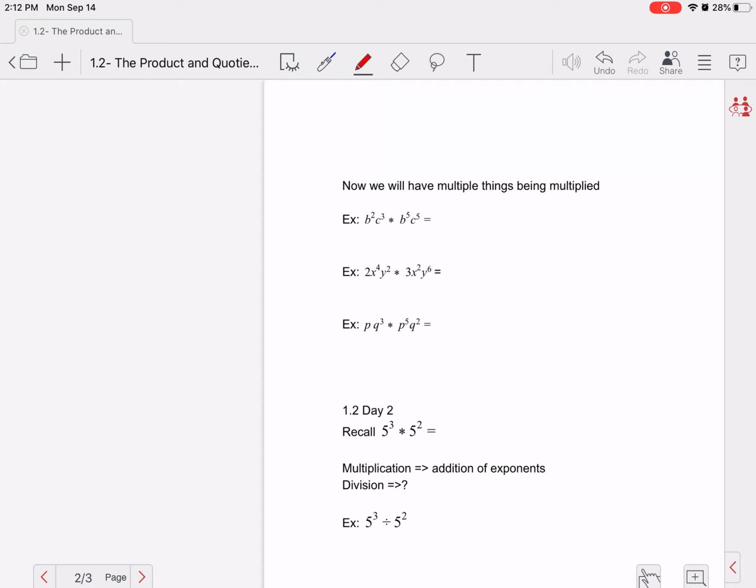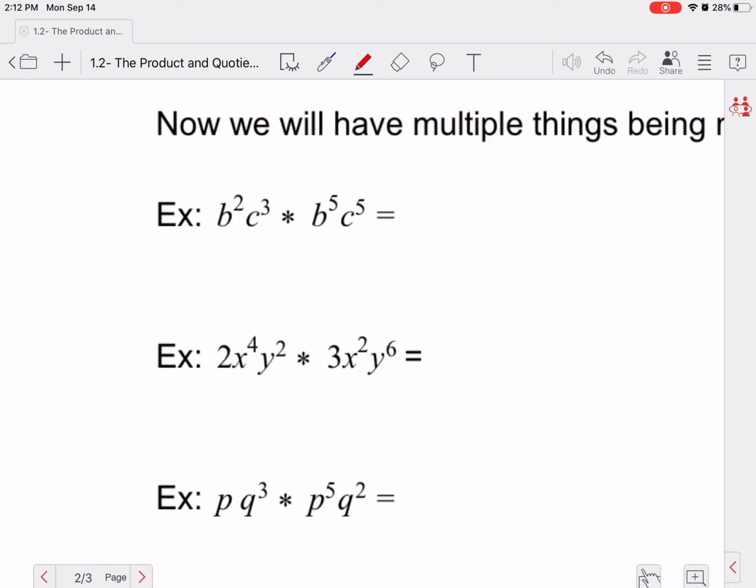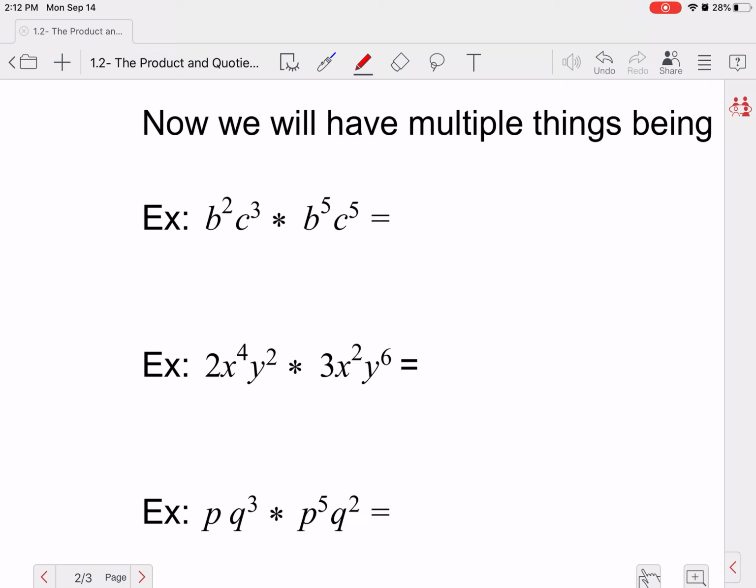Let's go ahead and look at the next page here. We can do the same thing when there's lots of things being multiplied. Here we have b squared times c cubed times b to the 5th times c to the 5th. We just take like bases. So b squared times b to the 5th would be b to the 7th, and c cubed times c to the 5th would be c to the 8th. So my final answer is just b to the 7th, c to the 8th, because remember, there's an invisible multiplication sign between two variables if there is no other sign.